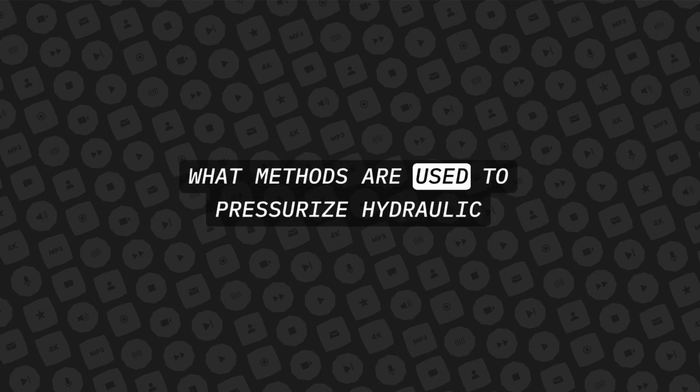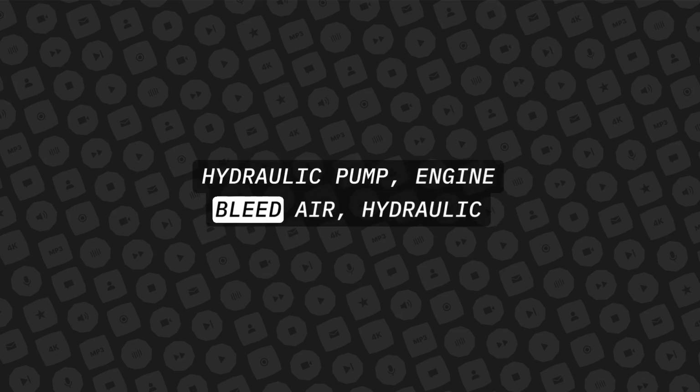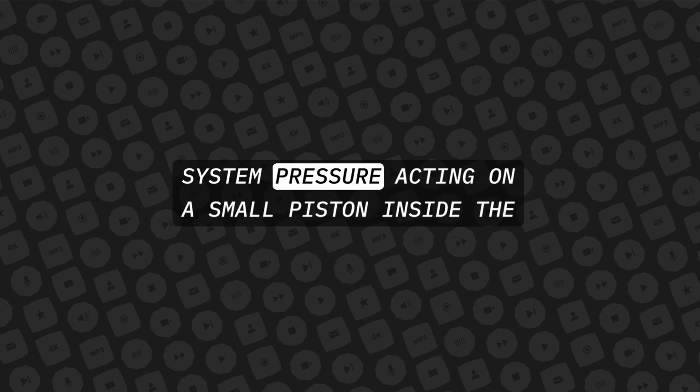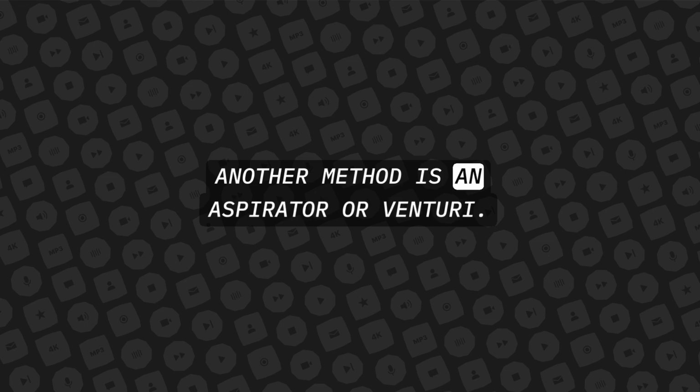What methods are used to pressurize hydraulic reservoirs? Some systems use a variable displacement hydraulic pump, engine bleed air, or hydraulic system pressure acting on a small piston inside the reservoir. Another method is an aspirator or venturi.